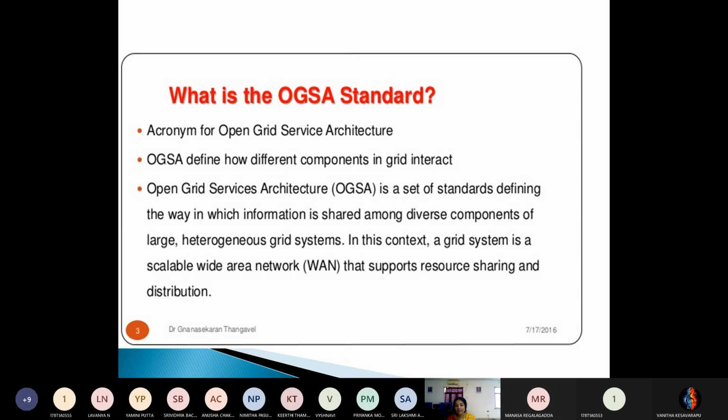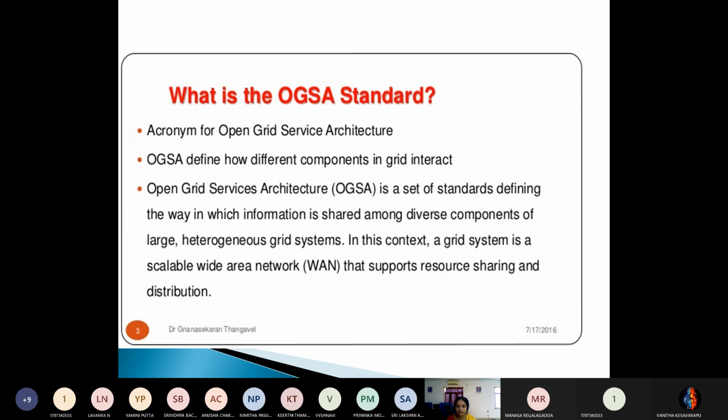A grid system is a scalable wide area network that supports resource sharing and distribution. A grid system is global in nature, and it is also distributed in manner. It will be distributed in different ways, whatever information is available in the grid, and users can access that information in the wide area network. So whatever resources are available in the grid, we can share those resources, and they will be distributed in different manners. This is called the OGSA standard.